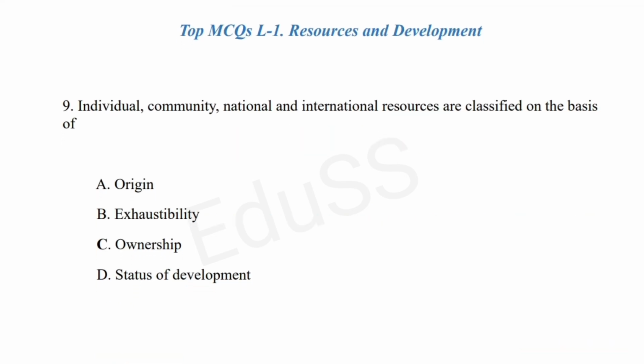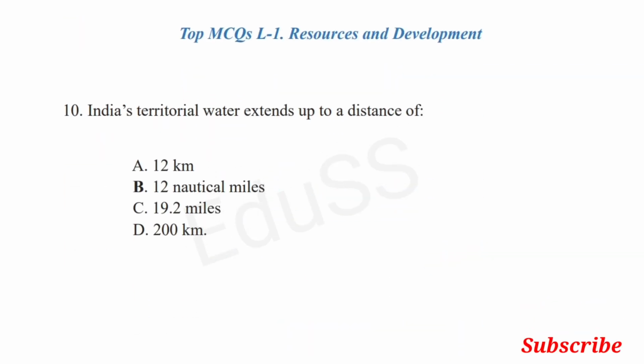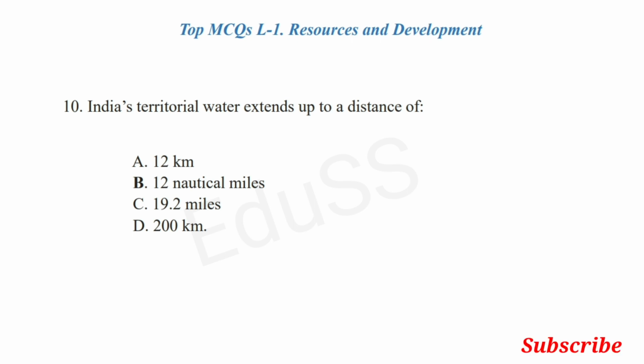Okay. Next is, individual, community, national and international resources are classified on the basis of ownership. Next. India's territorial water extends up to a distance of, the correct option is 12 nautical miles. 12 kilometers is a wrong answer.